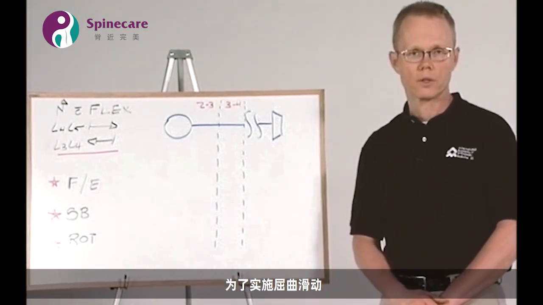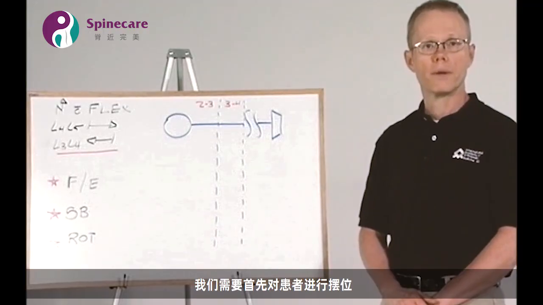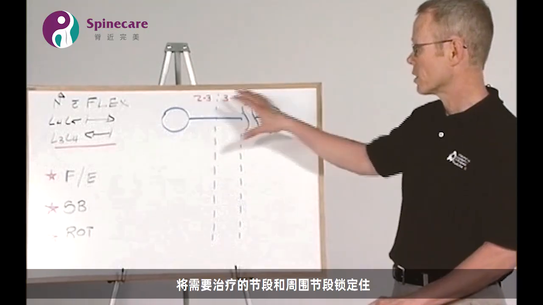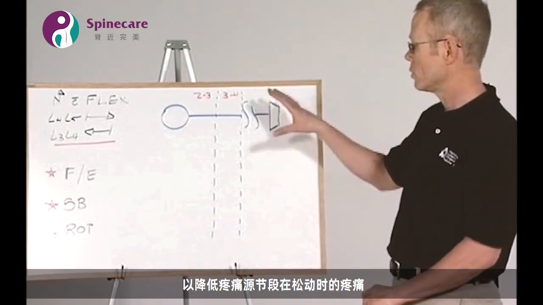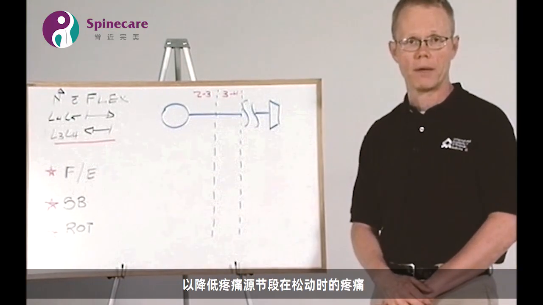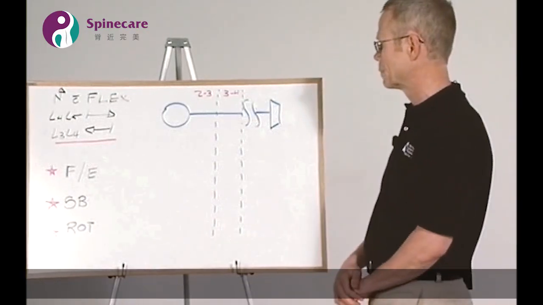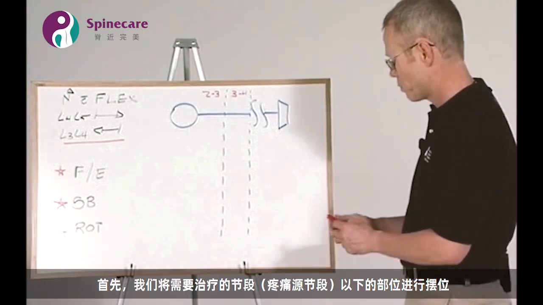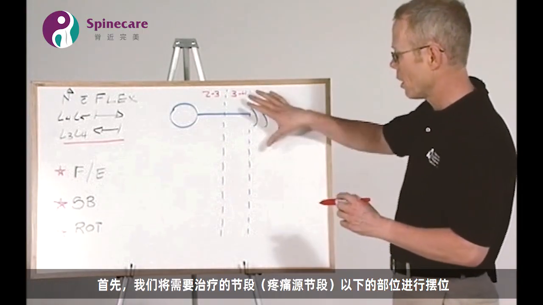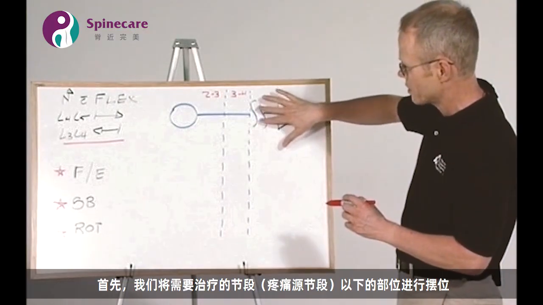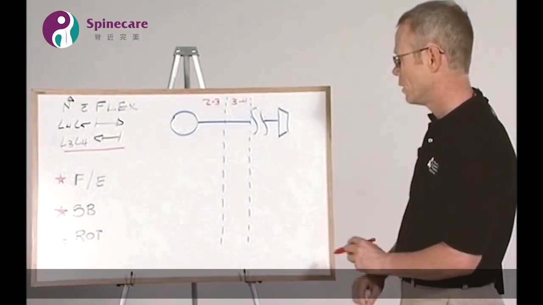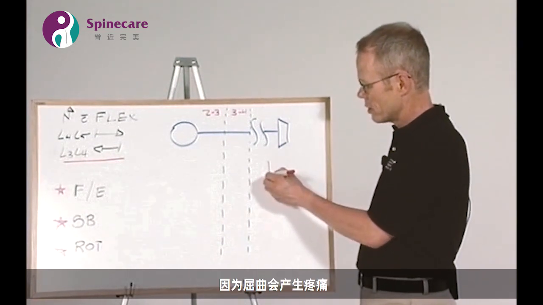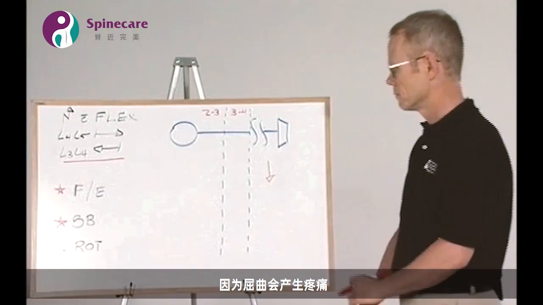In order to do this, we're going to first want to preposition the patient to where we can lock the segments around the segment we're treating and reduce the chances of pain with mobilization in the pain-producing segment. So, the first thing we're going to do is preposition the segment below where we're treating at the pain-generating segment in L5, S1. To do so, we're going to place the patient in extension because flexion causes pain.